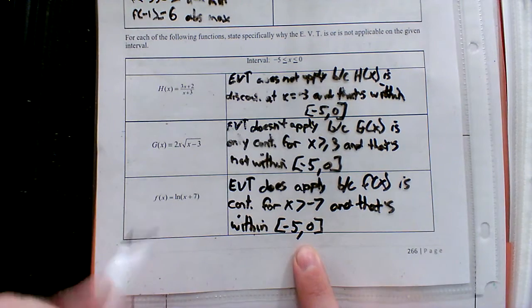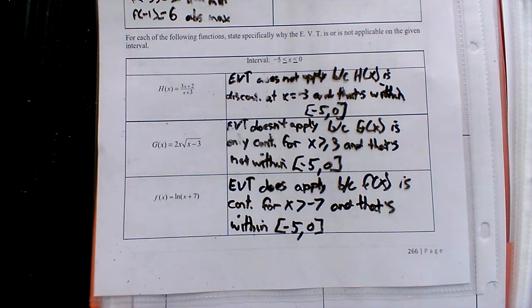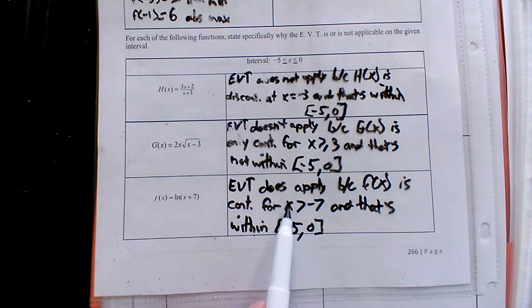Within that interval, this will be continuous. If this interval started at -7, it would not be continuous because your x values have to be greater than -7. But we're at -5, so it will work. Any questions about any of those three or anything on this first page? Feel comfortable with the ideas? All right, let's go ahead to the next page then.